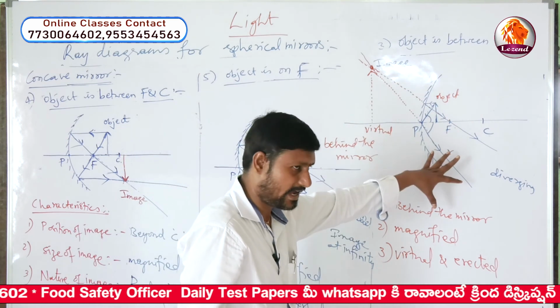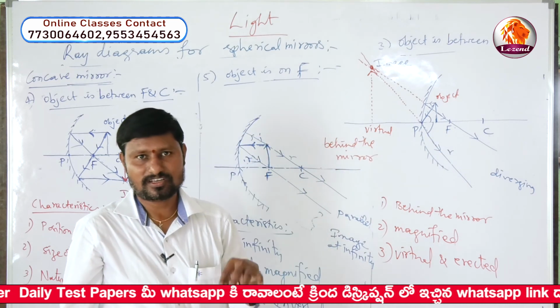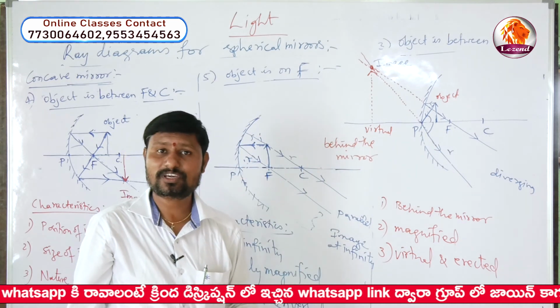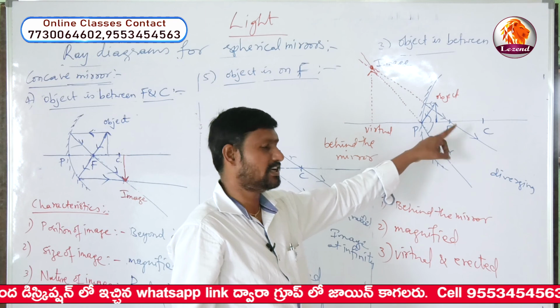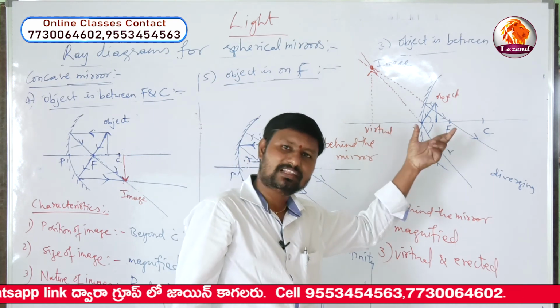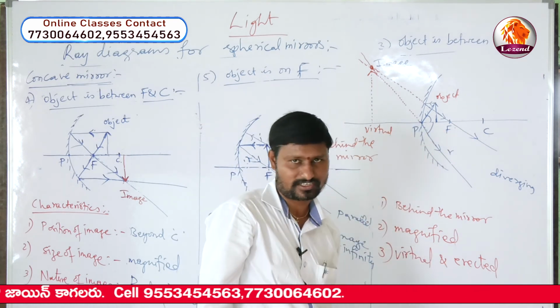So we should draw the ray diagram. First you should understand the question here. When does it form a virtual and erect image? When the object is placed between P and F. If you remember that, you can draw the ray diagram and also write the characteristics.